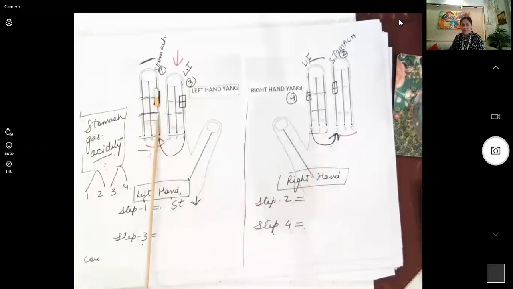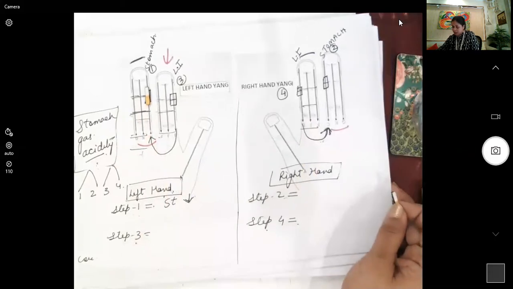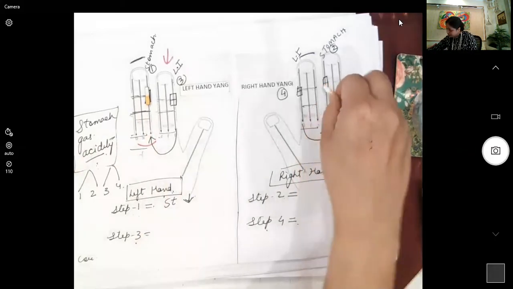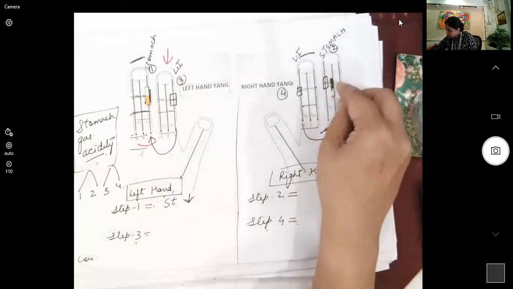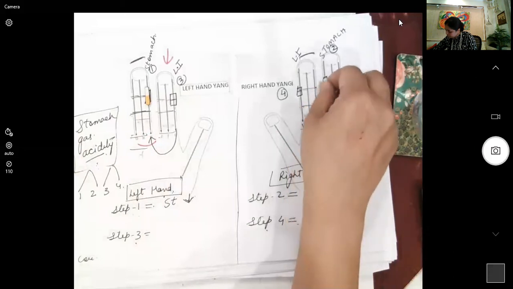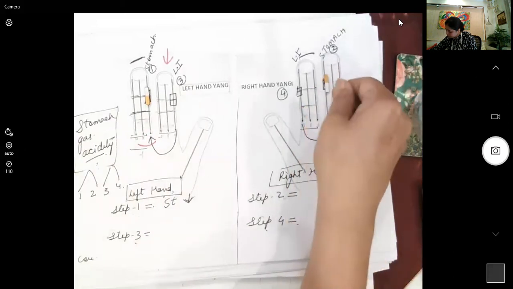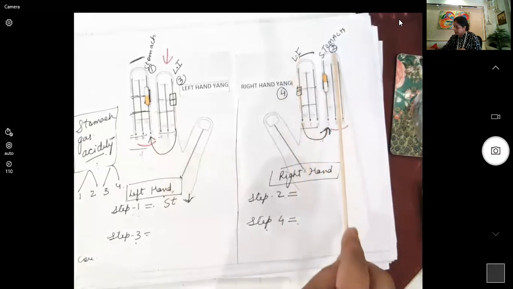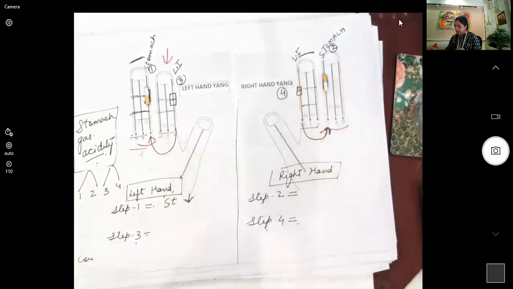So see the previous step. If this is sedation, then in this case you will do tonification. Yes, so this is tonification. You see, energy flows from arm to leg like this. So this is tonification and this was sedation.